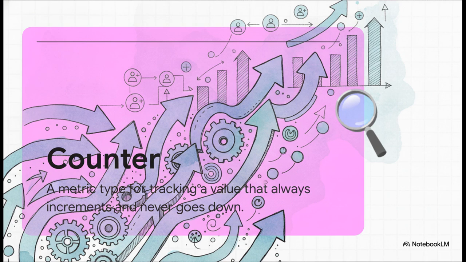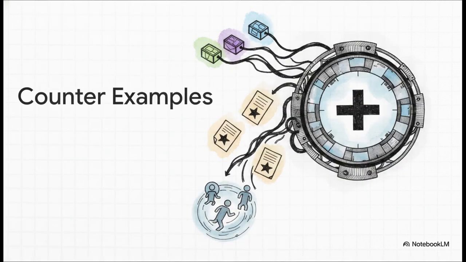It just keeps climbing. So what does this look like in the real world? Total user logins in the last 30 days, the number of accounts created, the total HTTP requests your app has received. All of these represent permanent events. Once that request is received, boom, it's received. The number goes up. Bottom line, whenever you're dealing with a cumulative total, you're going to reach for a counter.